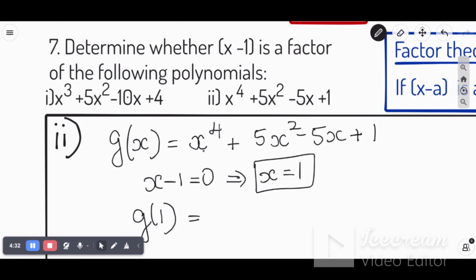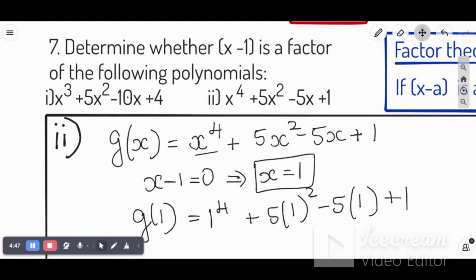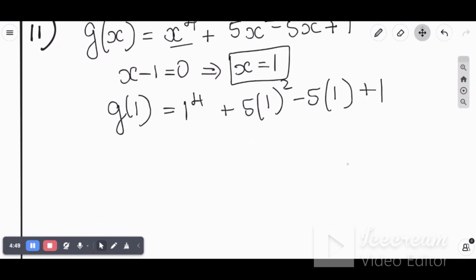So let us find our g of 1. g of 1 is nothing but every x put as 1: 1 power 4 plus 5 times 1 square minus 5 times 1 plus 1. Here 1 power 4, 1 power anything is 1 only. Since it is a positive 1, put it as such. 5 times 1 is also 5, minus 5 and plus 1.